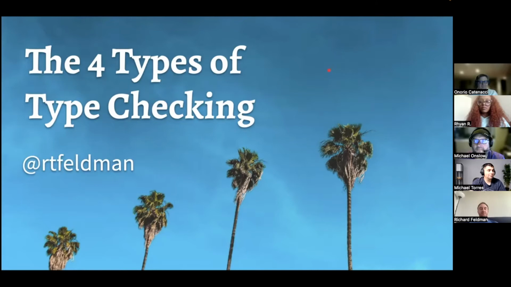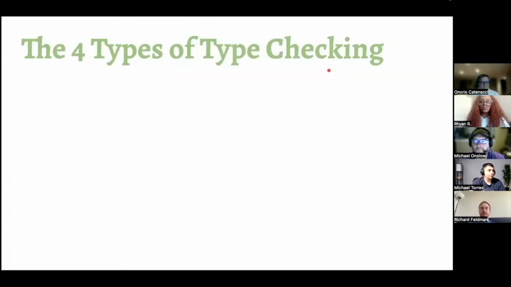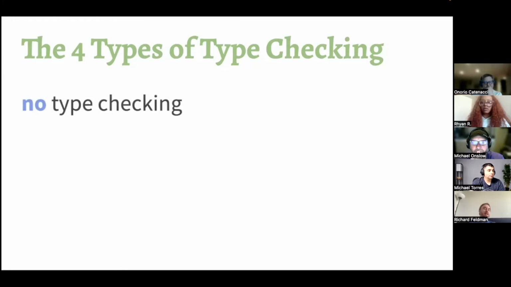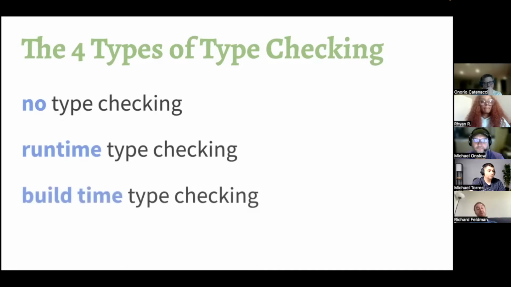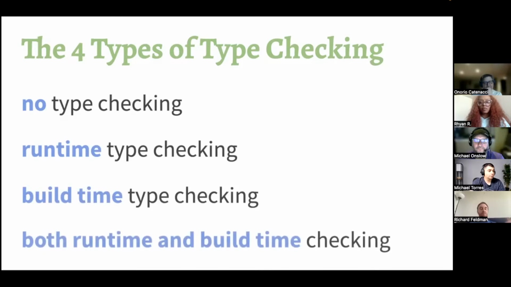All right, so this is the 4 types of type checking. I'm Richard Feldman. I'm going to start by saying what I think are pretty much indisputably the 4 types of type checking, or at least I'm going to categorize all type checkers into one of these 4 groups. One is no type checking. That one sounds straightforward, but it may not be what you have in mind when you think of no type checking. The other is runtime type checking, which is what maybe a lot of people think of as no type checking. Another is build type checking, and then the other is both, doing both runtime and build type checking.